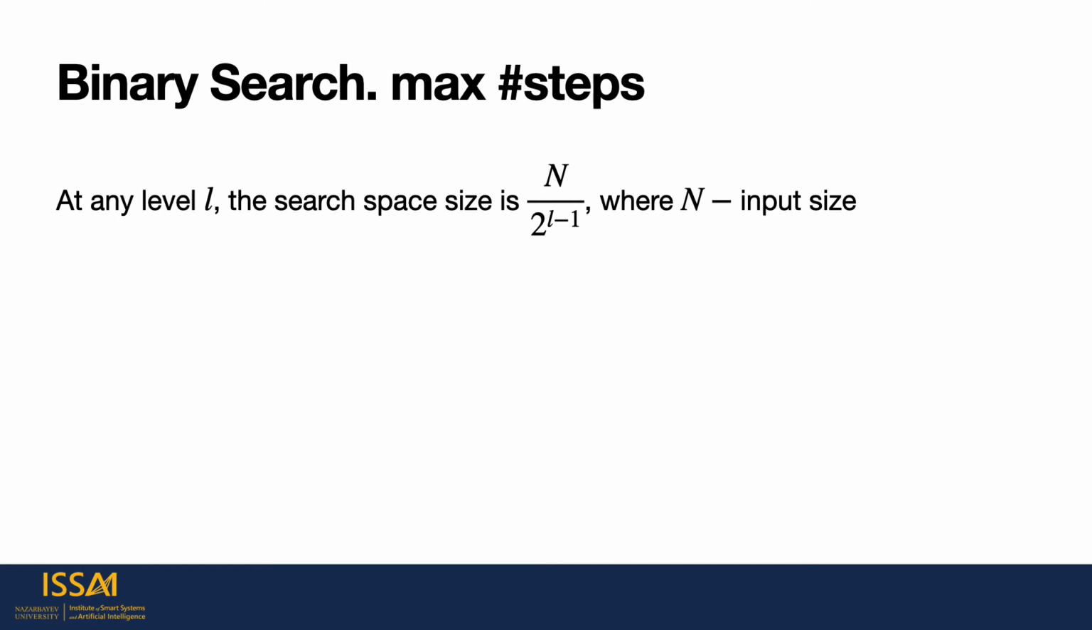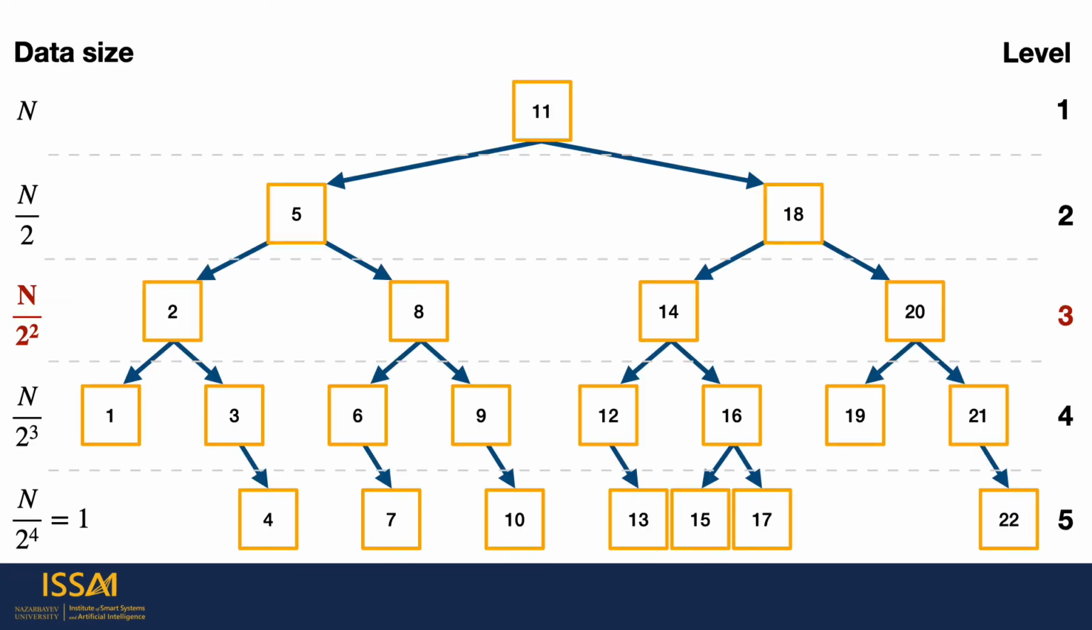Suppose instead of 22, we're given a sequence of size n. At any level with index L, the size of the remaining search space can be expressed as n divided by 2 to the power of L minus 1. For example, by the time we get to level 3, the original search space was cut by half 2 times. So the size of the remaining search space is n divided by 4, which is equivalent to n divided by 2 to the power of 3 minus 1.